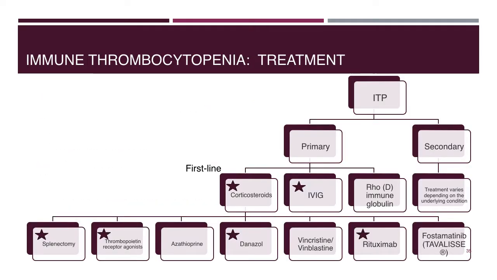The patient has now been tried on danazol as well as IVIG. And there's still some other treatment options that can be tried, but let's look at fostamatinib, the new drug for ITP.